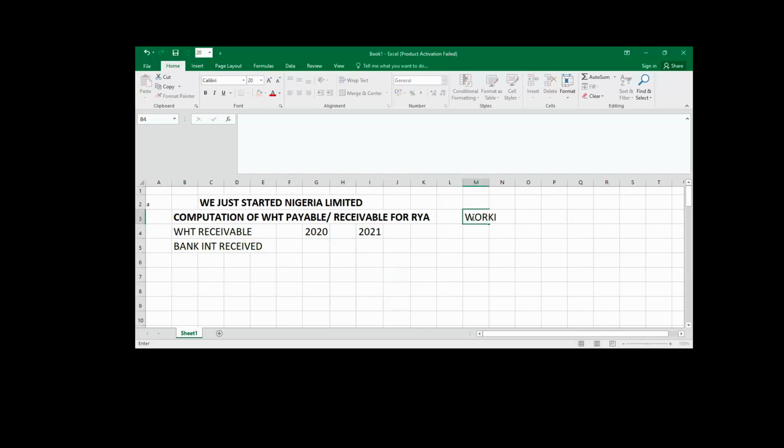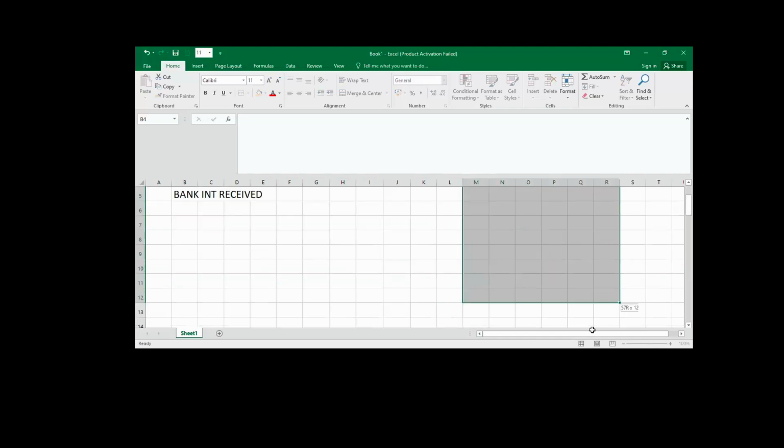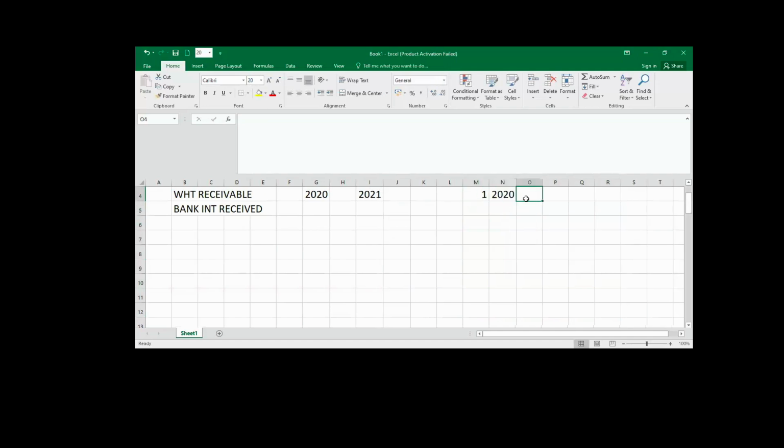Let me do my workings here. Workings 1. To calculate it, either you gross up that value. In 2020, you calculate the gross value of that amount. What do we mean by gross value? I said earlier that the amount is at 90%. For the 2020 year of assessment, I gross up that amount to make it 100%. I will say 100 over 90 multiplied by the value.